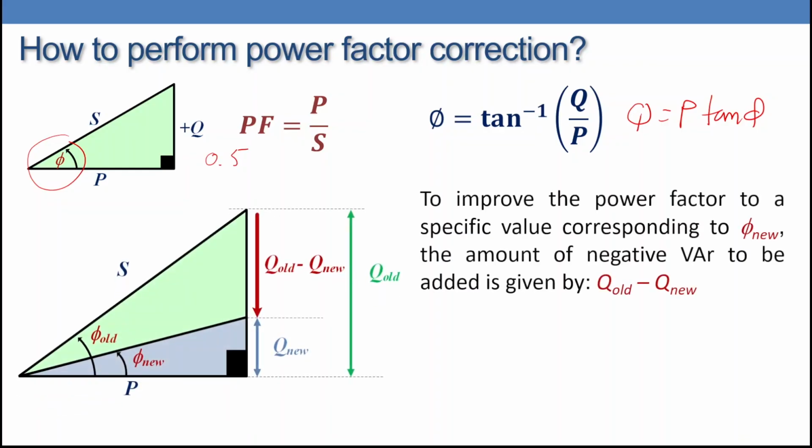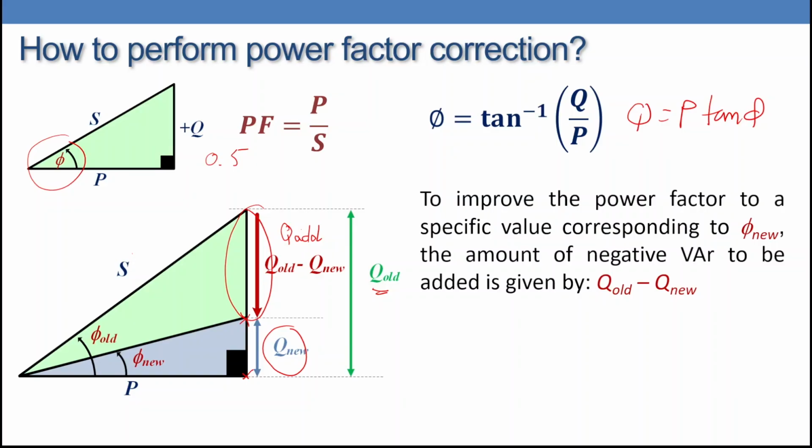We are going to add an amount of VAR to have a new Q. Once we know the amount of Q new, we can calculate the amount of VAR we should add. It's called Q add here, which equals Q old minus Q new. So for example, you need to improve the power factor from 0.5 to 0.95. So you need to change the angle from 60 degrees to something like 10 or 15 degrees.